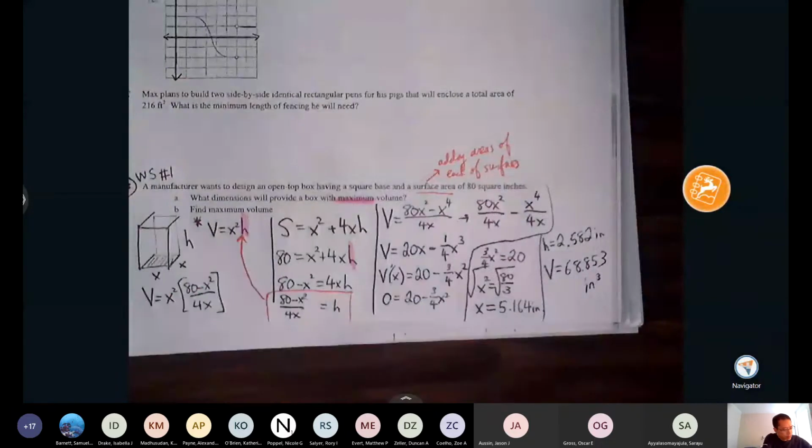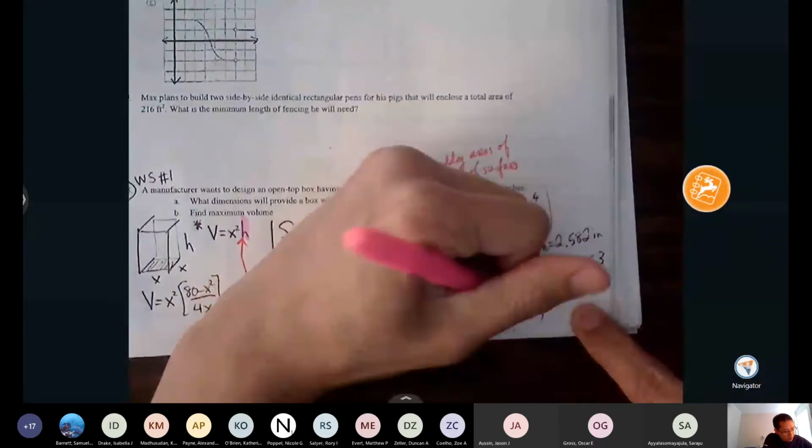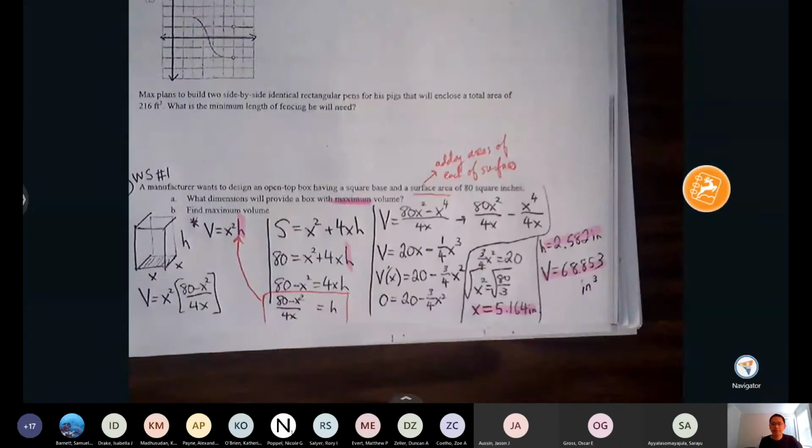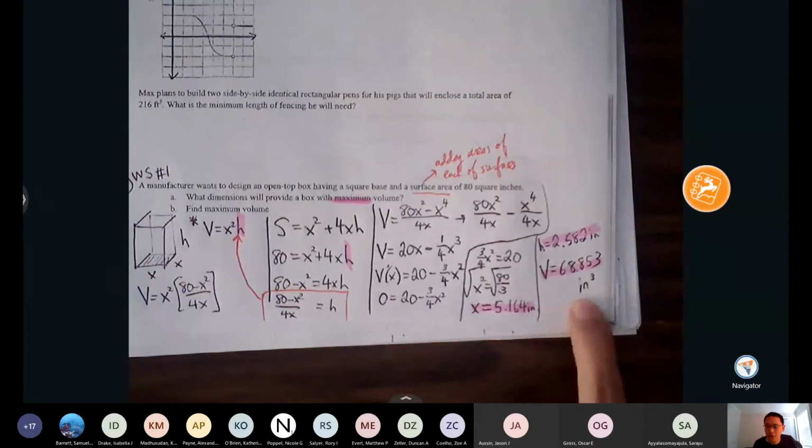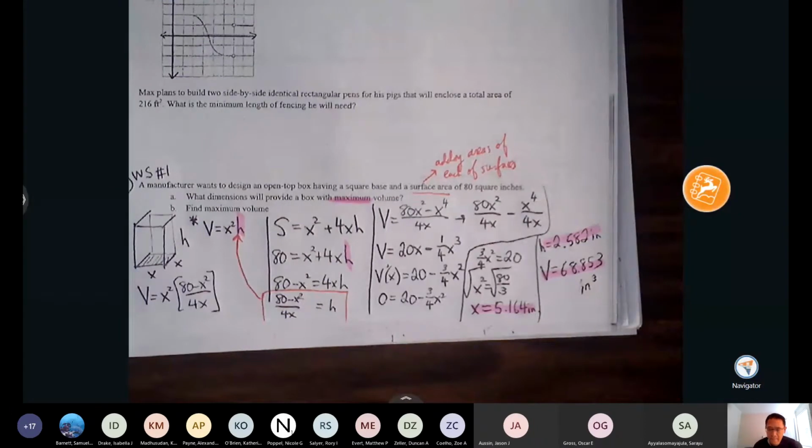Okay, so I think we've gathered all the information that we need, dimensions and the volume. Volume is a 3-dimensional unit, so cubic inches. Okay, any questions there?